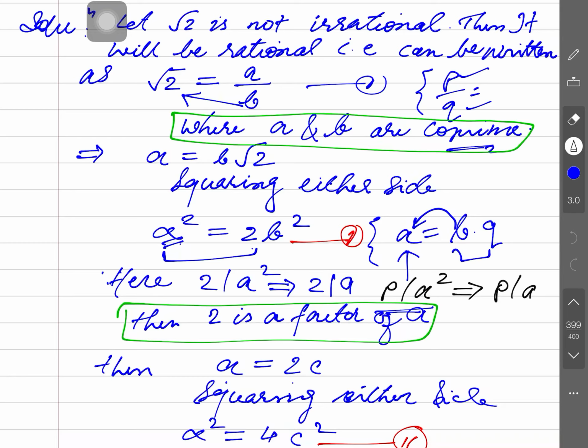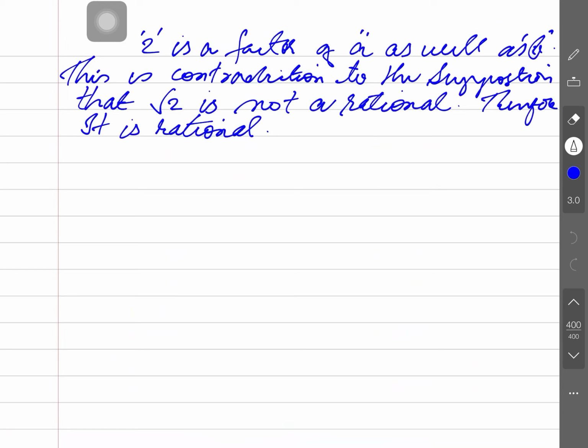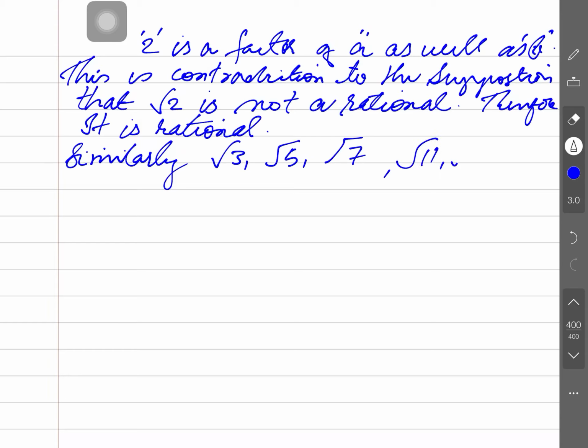So well understood. This is how we prove that root 2 is irrational. Similarly, you can prove root 3, root 5, root 7, root 11, root 13, and so on. What are all these numbers? They are prime numbers. So the square root of a prime number is always an irrational number.